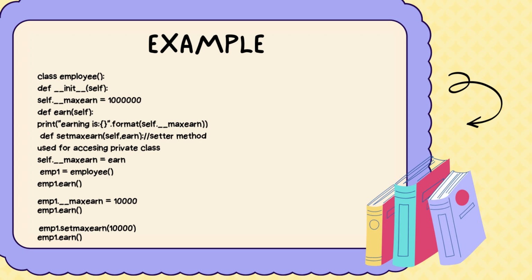Here, I have defined a class employee and used max earn, which is used here to store the maximum earning of the employee, and a setter function set max earn, which takes price as the parameter. This is a clear example of encapsulation where we are restricting access to the private class method and then using the setter method to grant access.